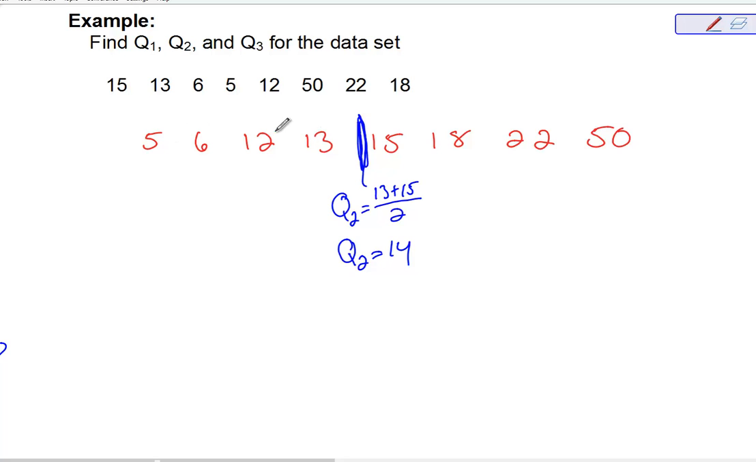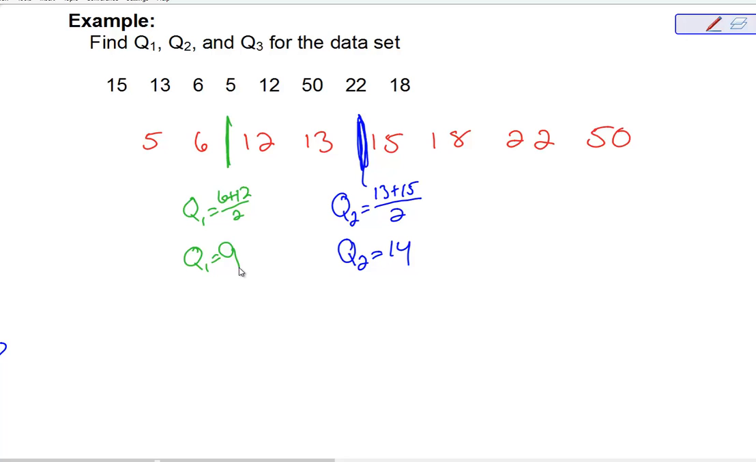The middle of these lower numbers is going to be right here in between the 6 and the 12. So Q1 is going to be 6 plus 12 divided by 2. 6 plus 12 is 18, divided by 2, which is 9.